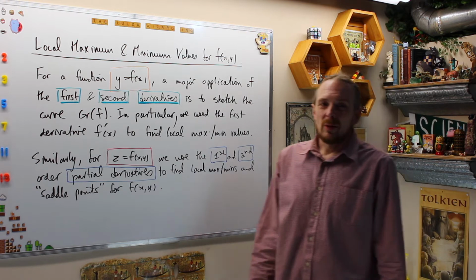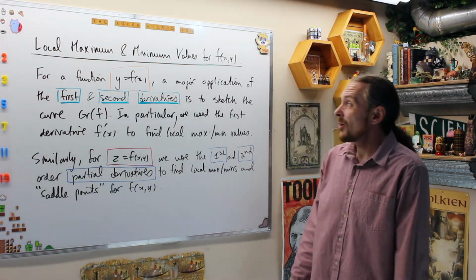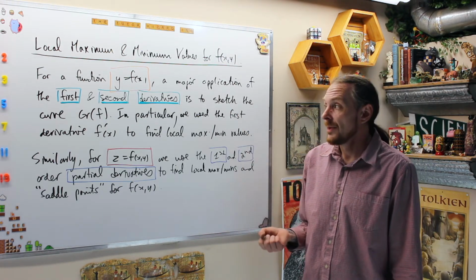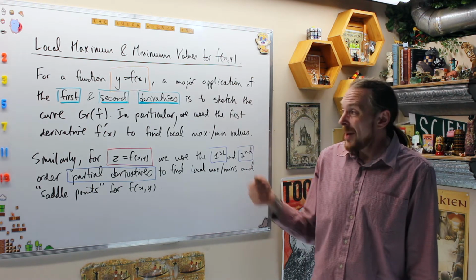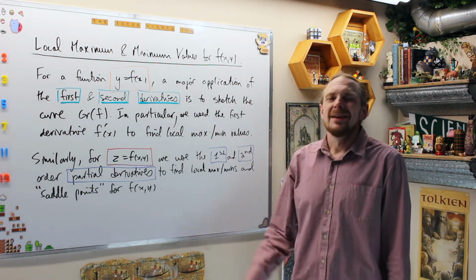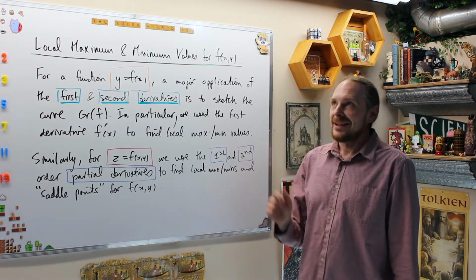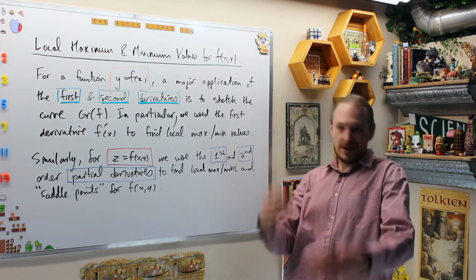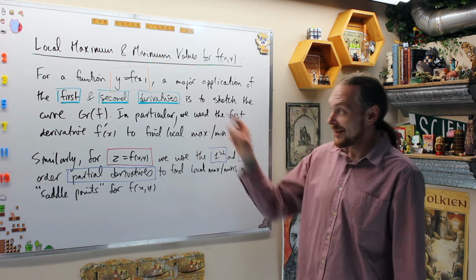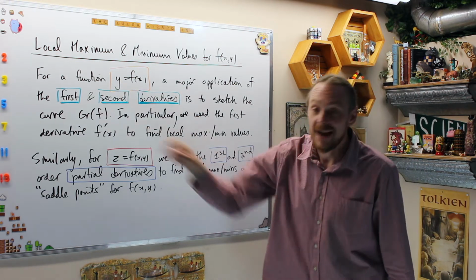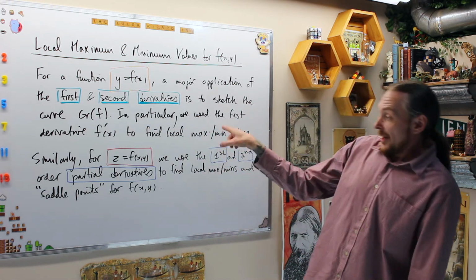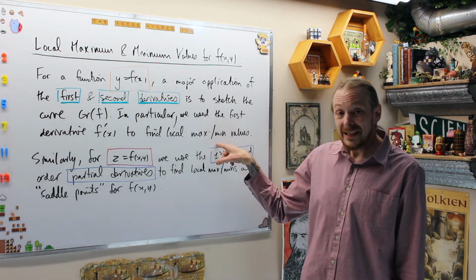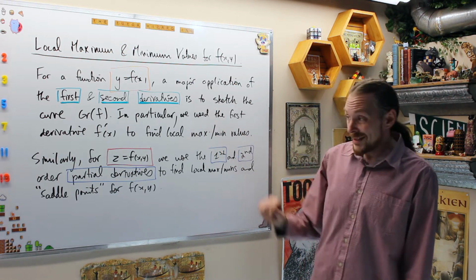Okay, to start off with, we'll do local max and mins, and then we'll get the saddle points. To do local max mins for a function of two variables, we mimic again what we're going to do for a function of one variable. For a function of one variable, one of the major applications of having the first and second derivative, not to torture first-year students, is to sketch the graph of f. Once I do that, I can use the first derivative to find local max mins and intervals of increase and decrease for a function of one variable. We want to do exactly the same thing here.